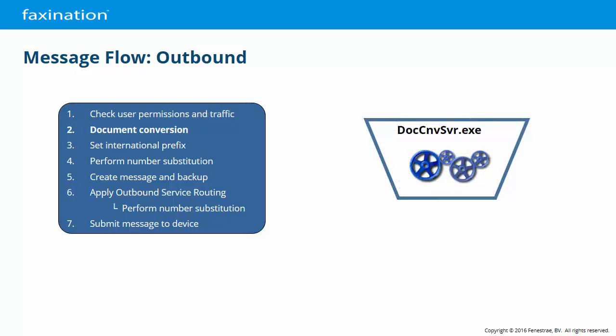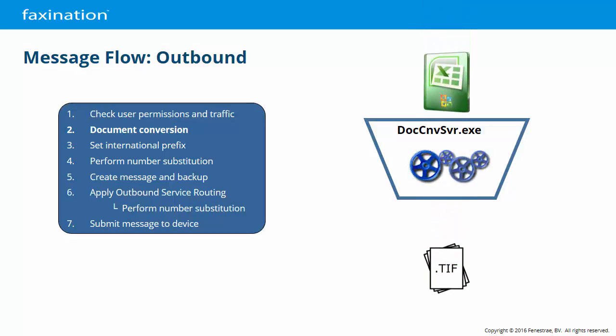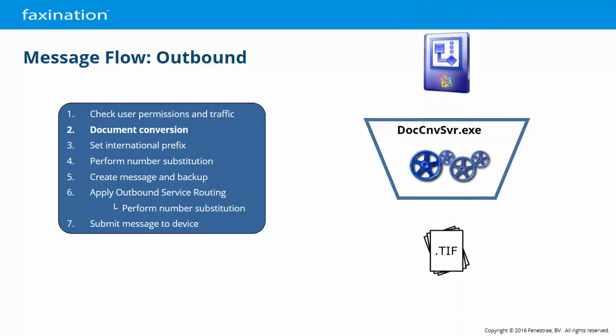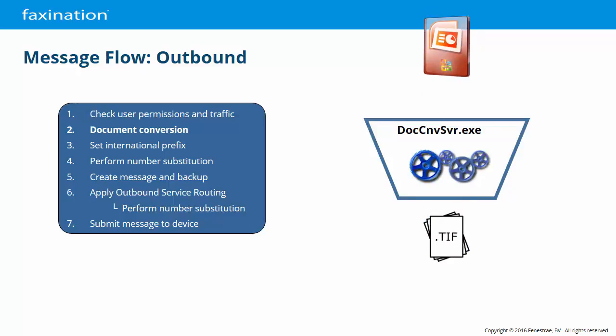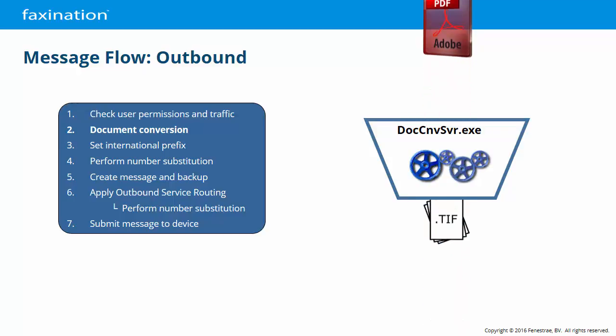Next, we perform document conversion on any file attachments that accompany the outbound message. For all of the document types supported by Faxination, the end result of this conversion is a TIFF file. Multiple documents per outbound fax will be converted to TIFF and transmitted in the order in which they appear in the outbound message.